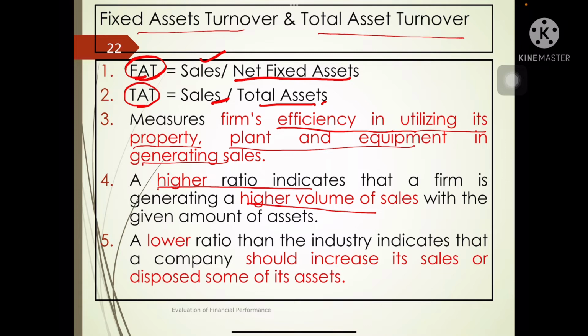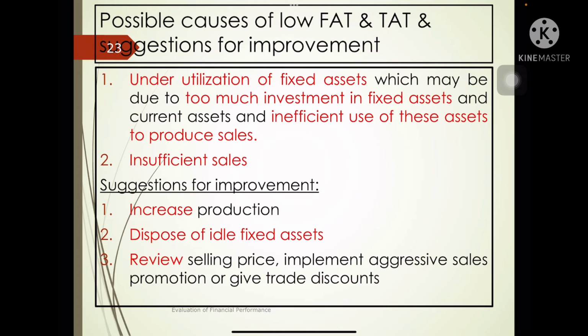Alright, a lower ratio than the industry shows that the company should increase its sales or dispose of some of its assets. So it means that if they cannot generate more sales based on what they have spent on their non-current assets, they have to either increase their sales or dispose of some of their non-current assets, which they do not really need.